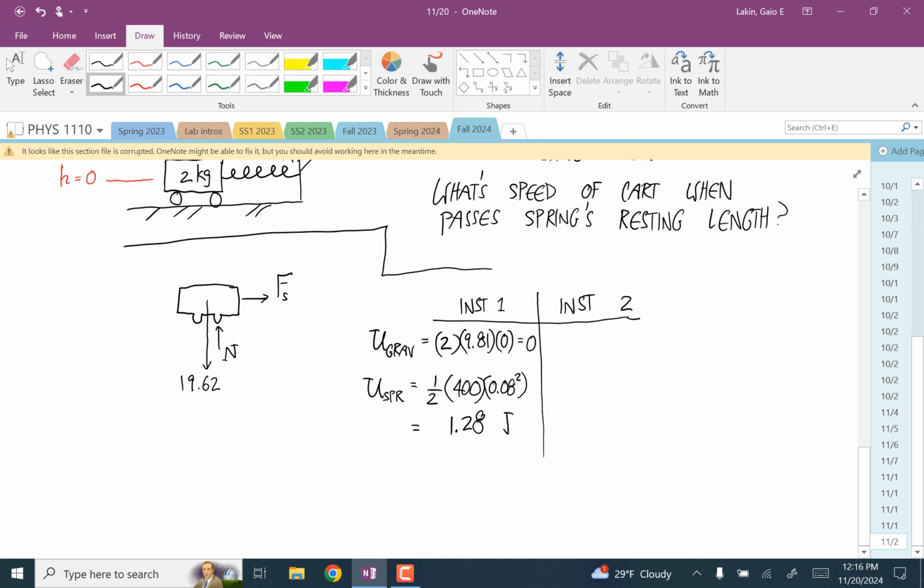And then the kinetic energy, well, we're just stretching it out and then letting it go from rest. So the speed is 0. So this is 1/2 times 2 times 0 squared, which is 0.